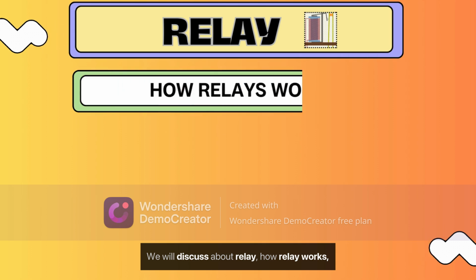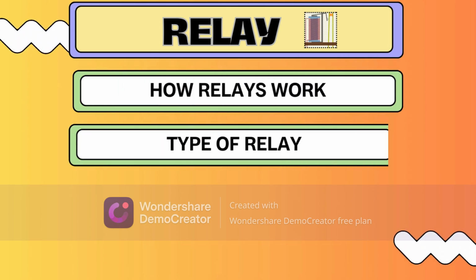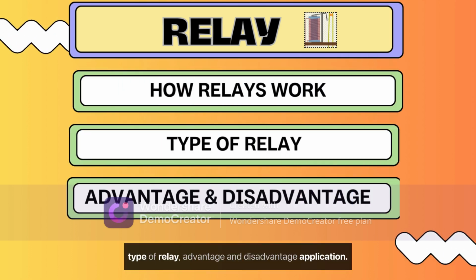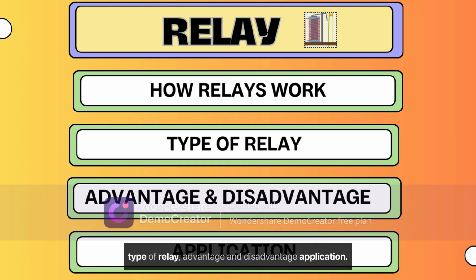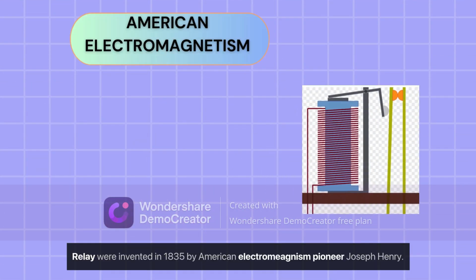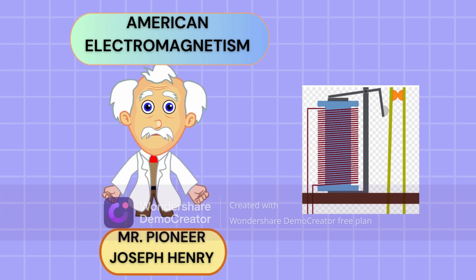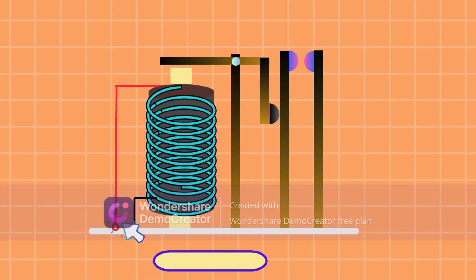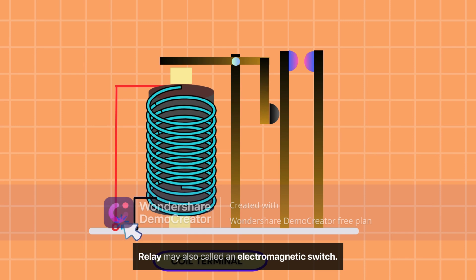We discuss relay: how relay works, types of relay, advantages and disadvantages, and applications. Relays were invented in 1835 by American electromagnetism pioneer Joseph Henry. A relay may also be called an electromagnetic switch.